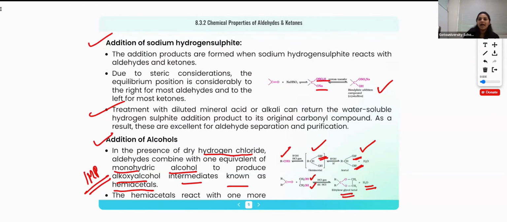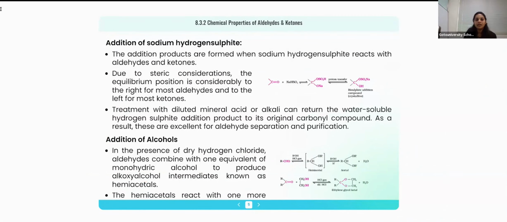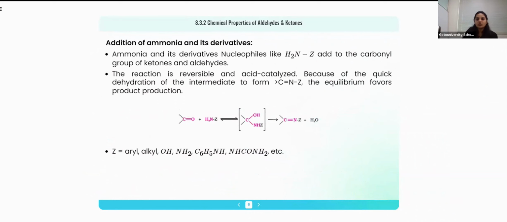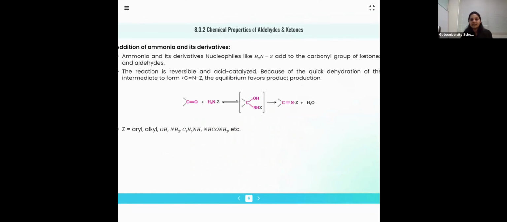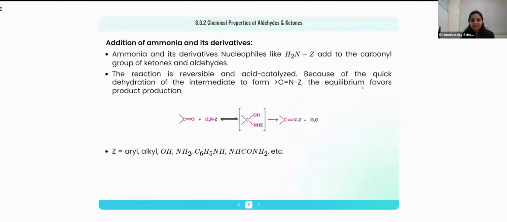Understood? So this is the addition of alcohols. Okay. Next one, addition of ammonia and its derivatives. Addition of ammonia and its derivatives. How can we do the addition of ammonia and what is derivatives of ammonia?